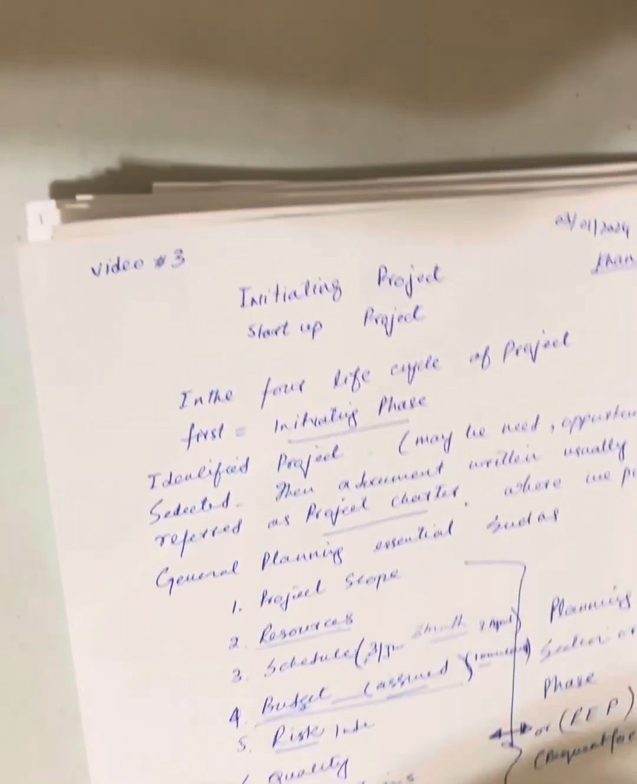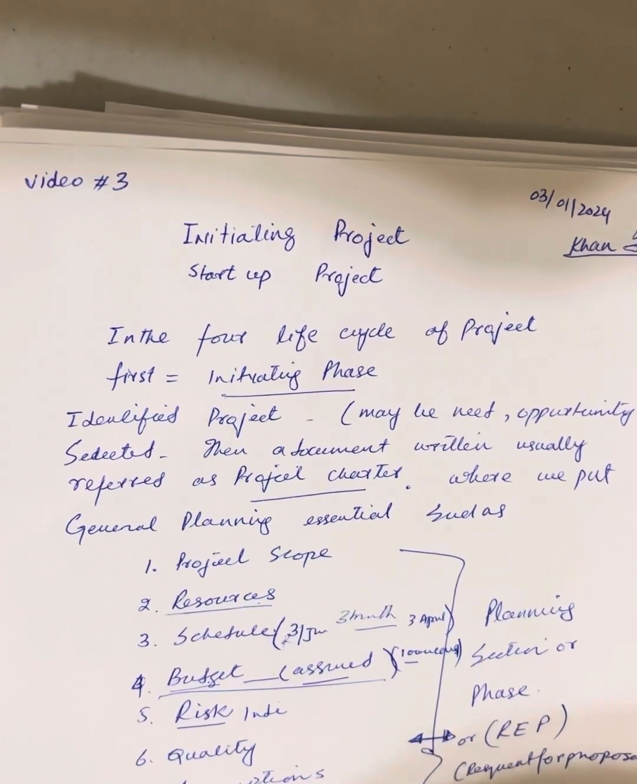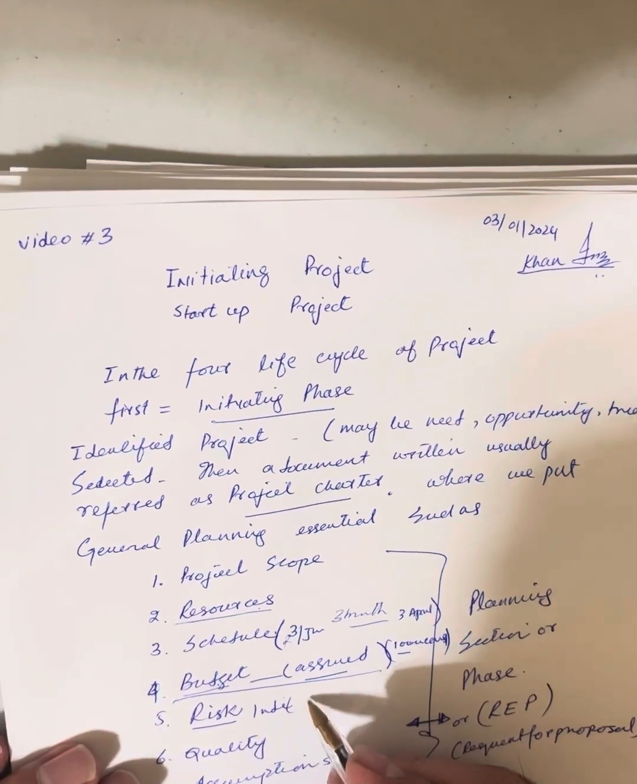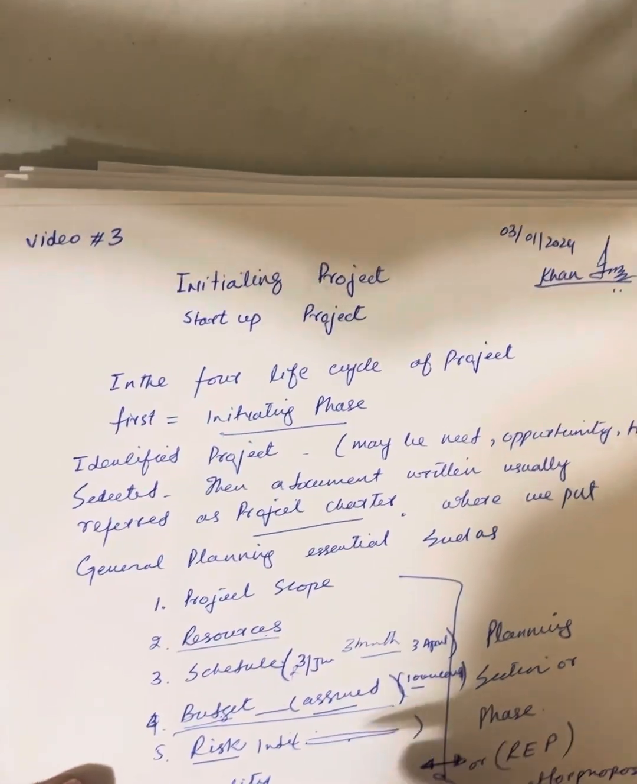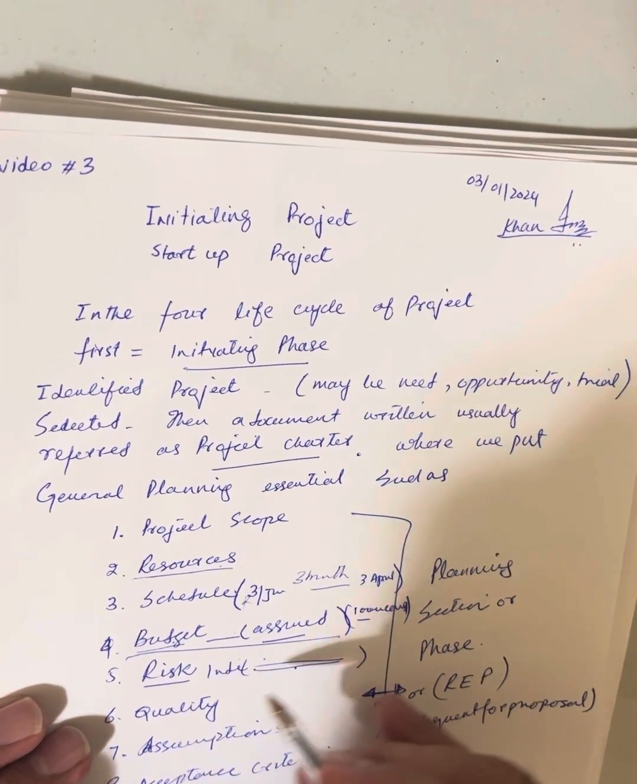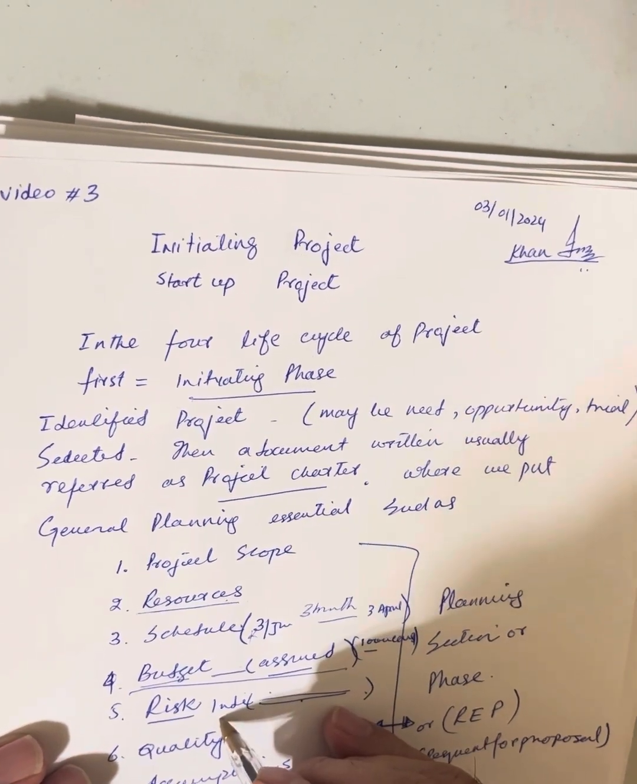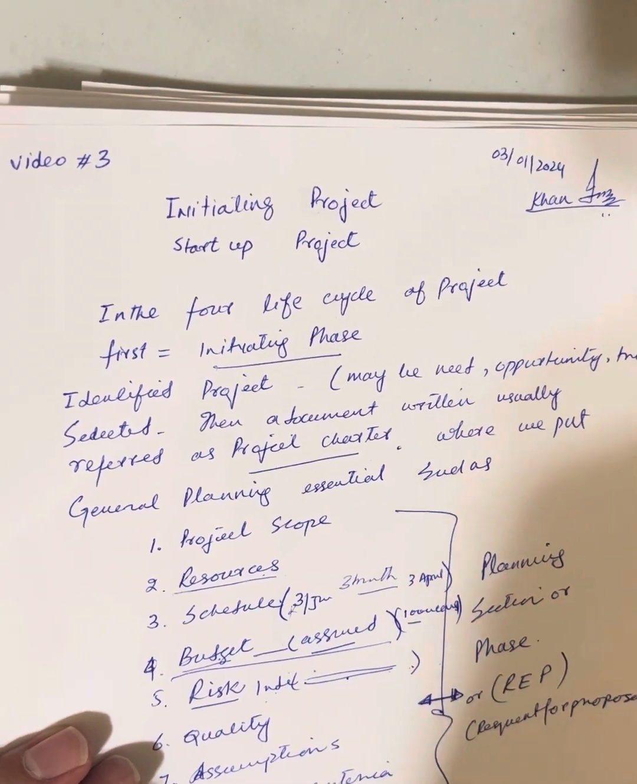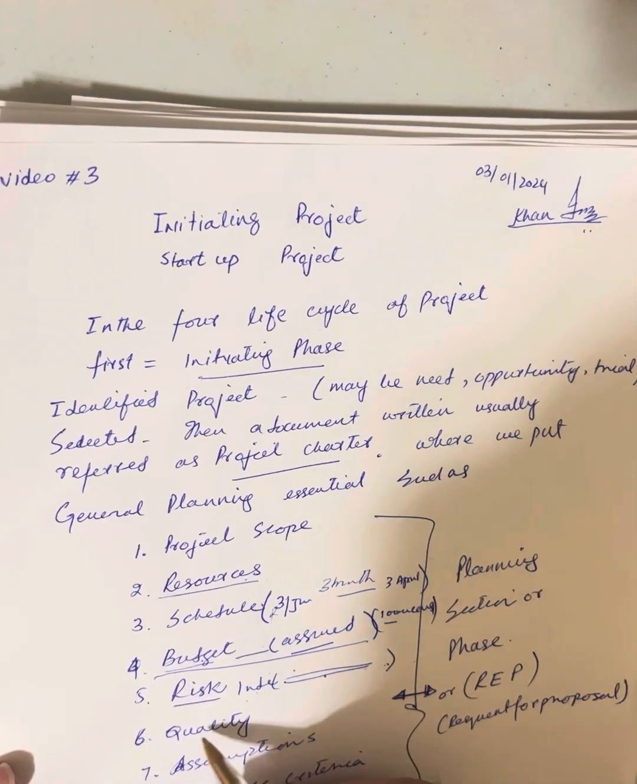If somebody is doing a project and it's a unique one, there are many risks. We sit down and we identify the risks, and we put those risks in the project charter. Some people put risk management: they identify the risk, then its occurrence, then its impact, and then how to avoid or manage it. The sixth one we put is quality.